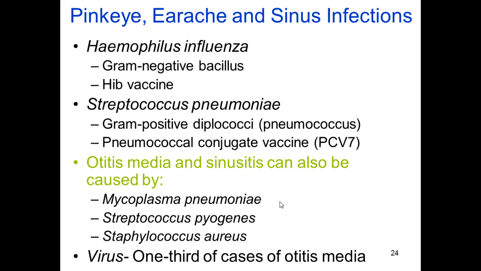But there's a complication in this. If it doesn't have a cell wall, can we give them penicillin? No, right? Because remember, penicillin targets the cell wall, peptidoglycan synthesis. So it's not effective against this particular organism. So it's really important sometimes to know what organisms you are dealing with when treating infections.